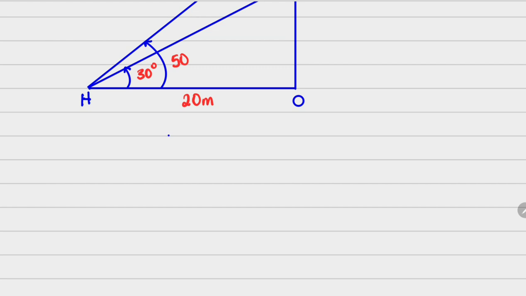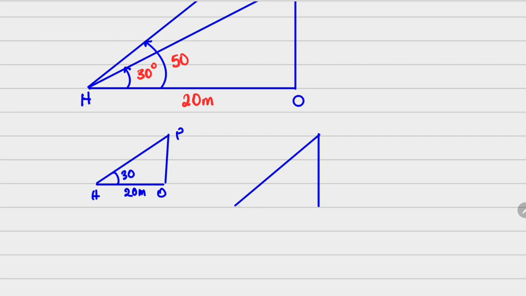Now, how do I do that? I'm going to bring out the two triangles. This is a smaller triangle, and the smaller triangle is H, O, P. Here is 30 degrees, and here remains 20 meters. Then the bigger triangle is H, O, but this time around is T. And here is 50 degrees. And of course, here is 20 meters.